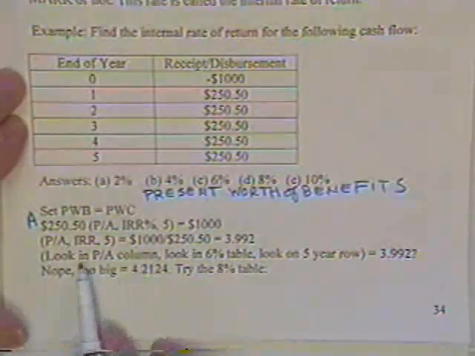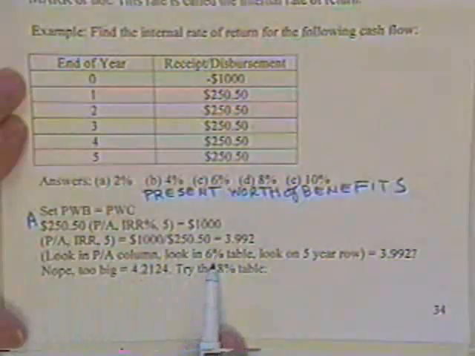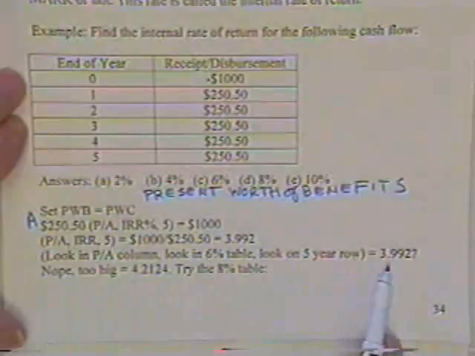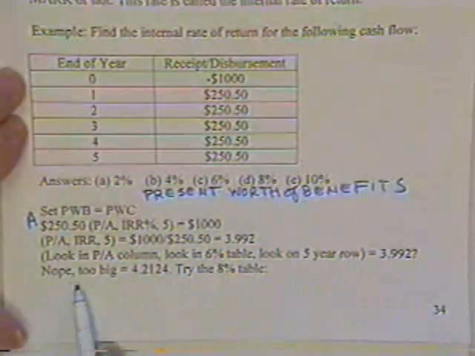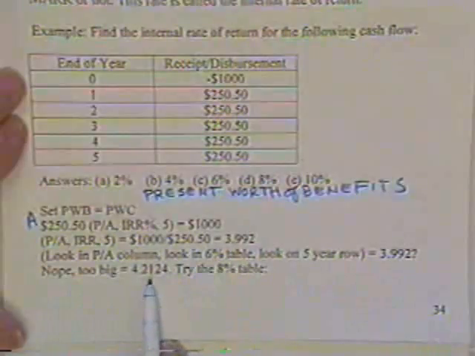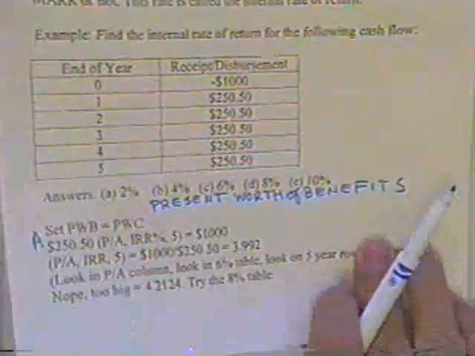So if you go look in the P over A column, and look in the 6% table, and look on the 5-year row, do you find 3.992 in the 6% table? No, I don't. It's too big. Try the 8% table.